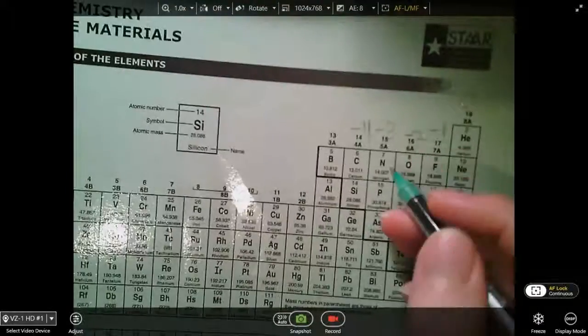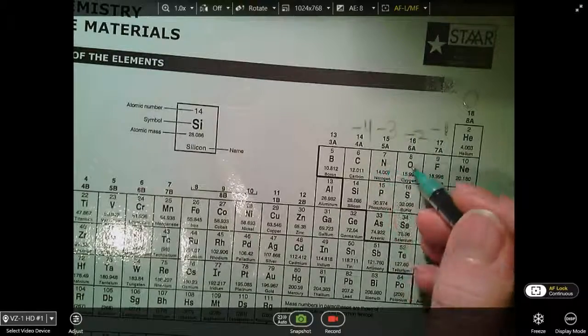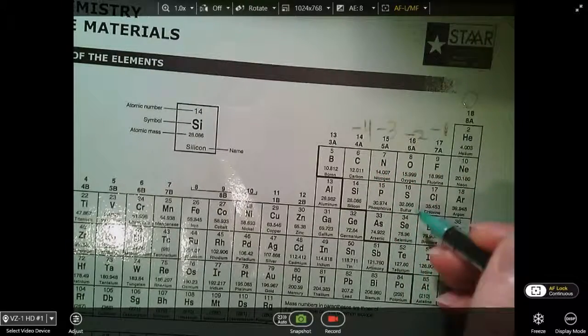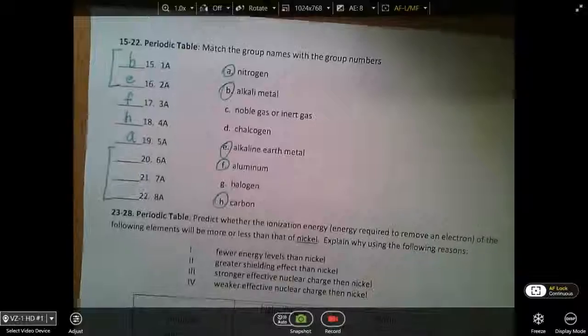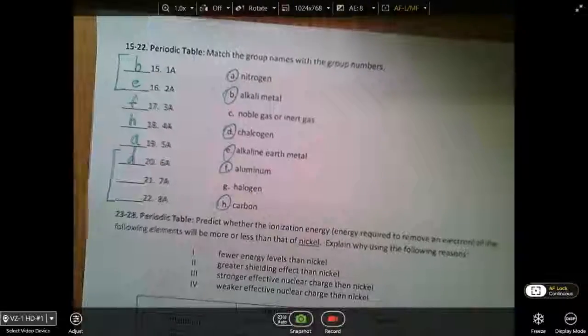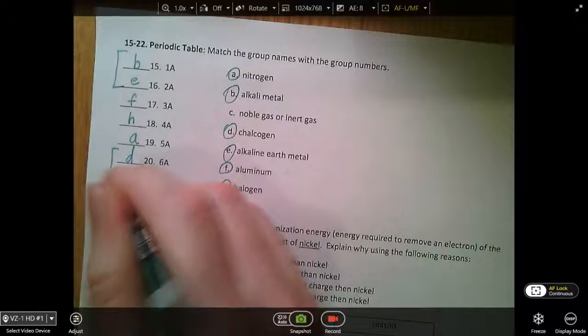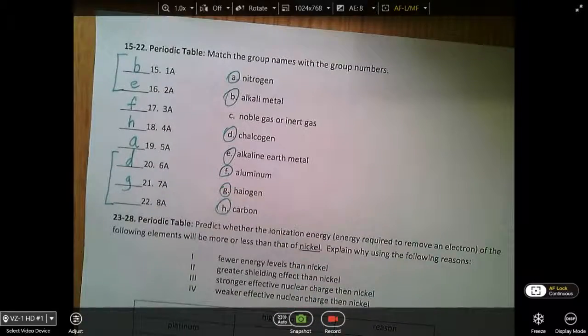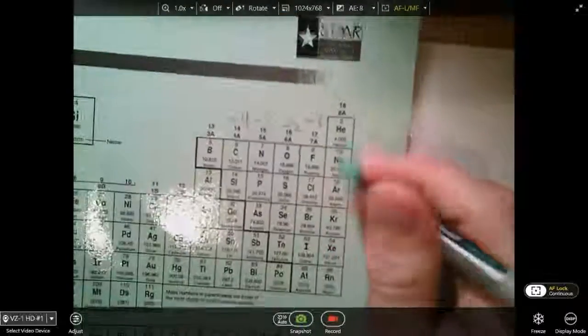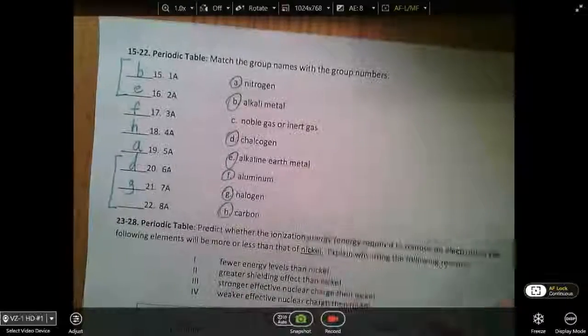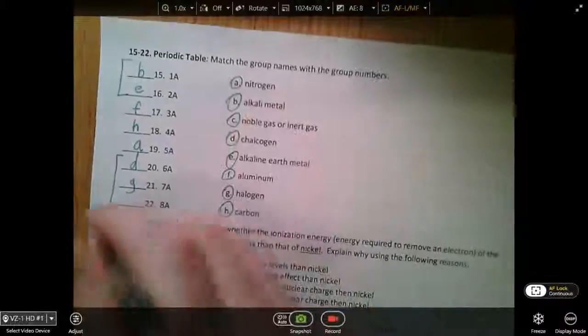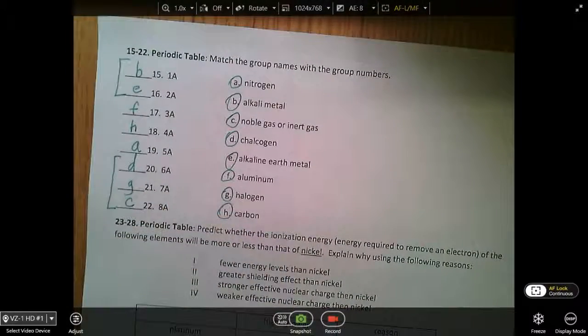Group 6A, this one's not very common, but this group right here with oxygen, sulfur, selenium, it's called the chalcogens. D, spelled with a CH. Chalcogens. Group 7A, a little more common. That one's called the halogens. G. And then group 8A is called the noble or inert gases. Noble gases mostly. C.